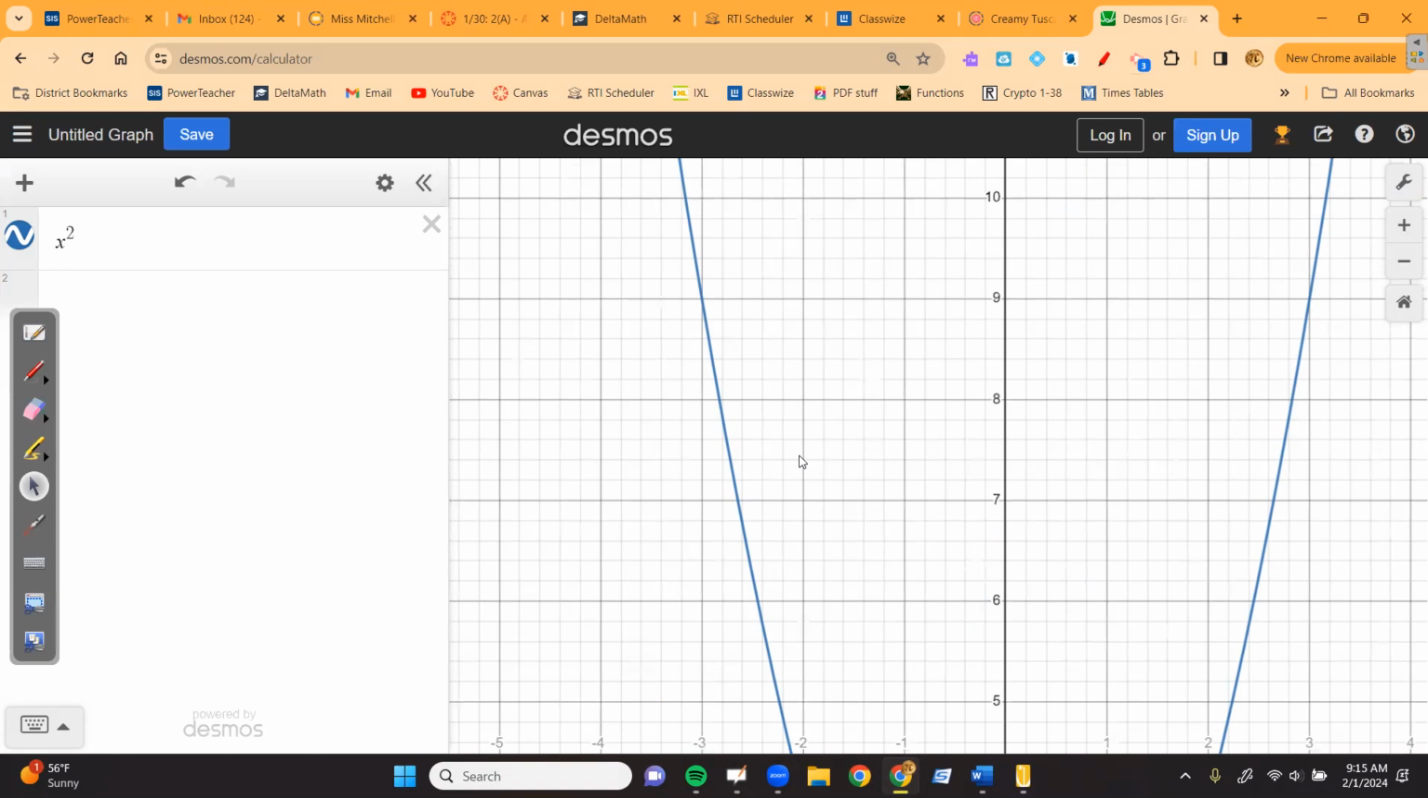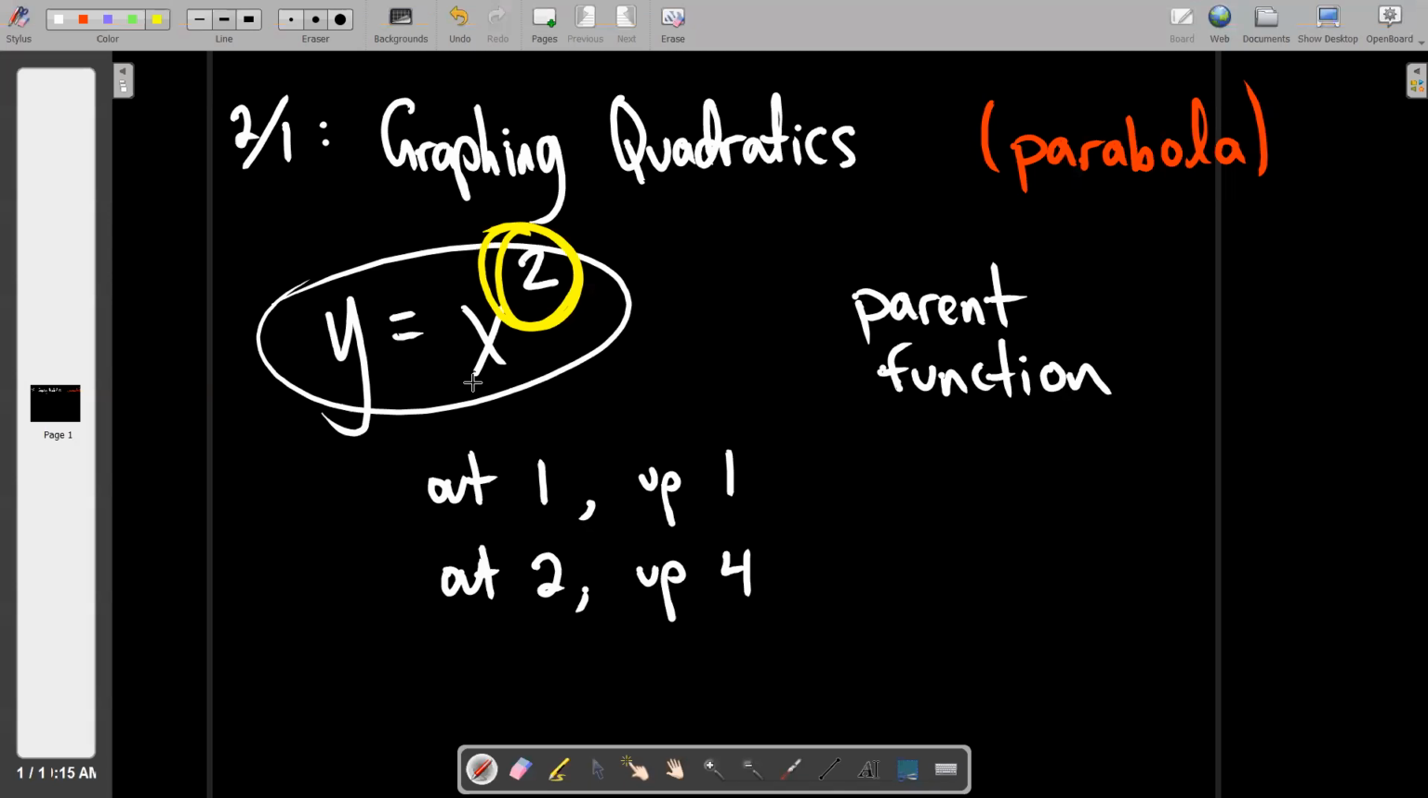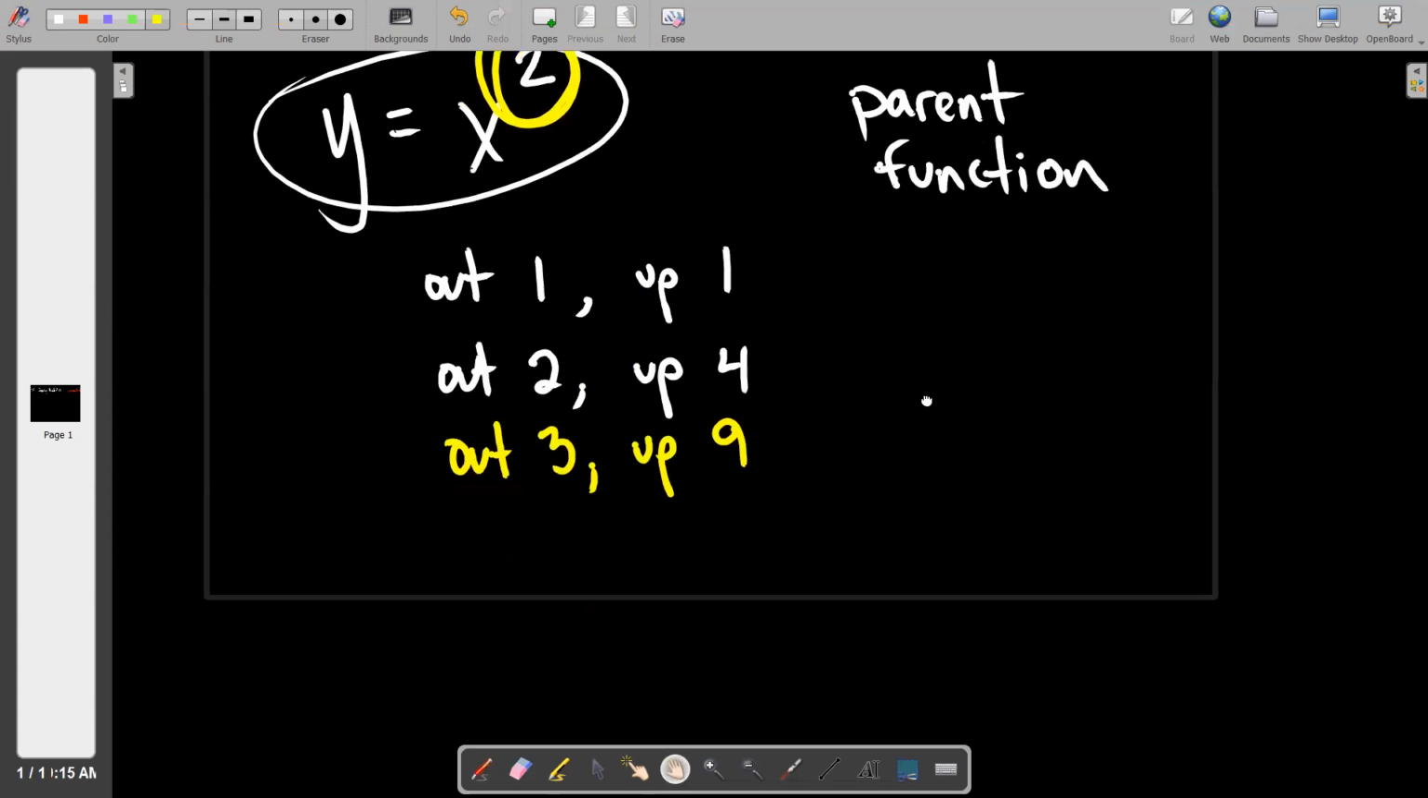There's a line that runs up the middle called the axis of symmetry, and all the points that we build are the same on the left as they are on the right. So really, you only have to build one side, and then the other side falls into place. Let's go back to the other page and add this. If we go out 3, we go up 9. You agree?